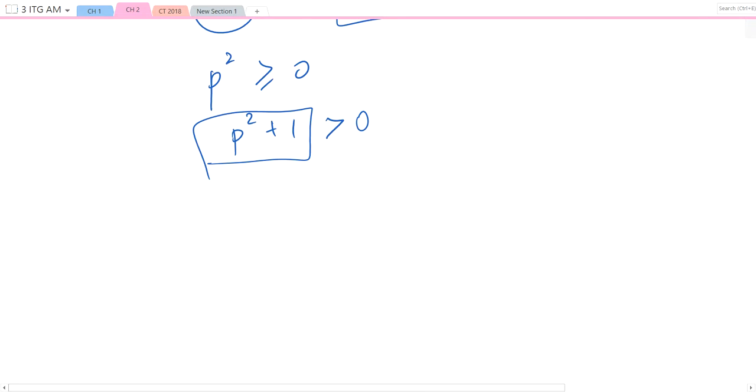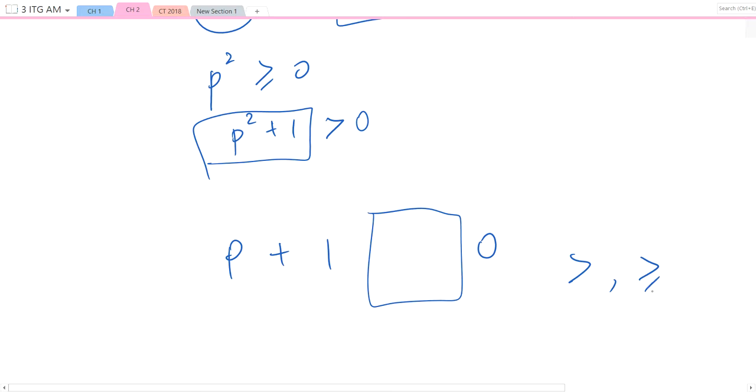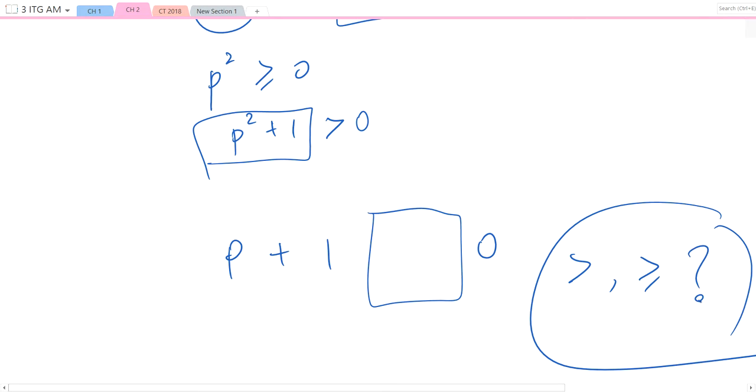Okay, what about something like this? p plus 1. Is this greater than 0? Okay, you fill in the blanks over here. Is it greater than 0? Greater than or equal to? What do you think? Can we tell? We cannot tell, right? Because I didn't tell you the conditions for p.